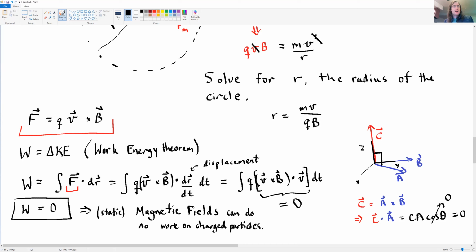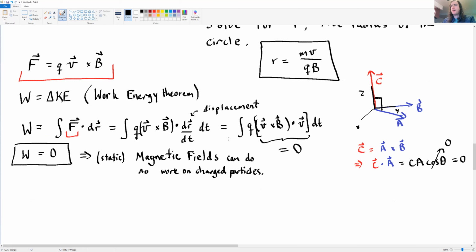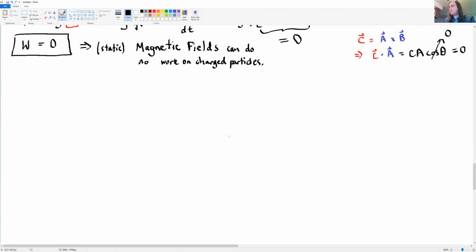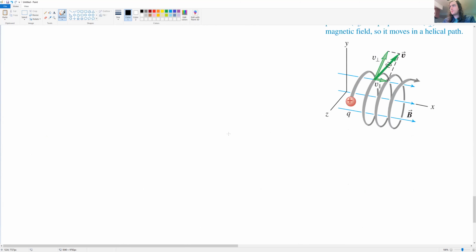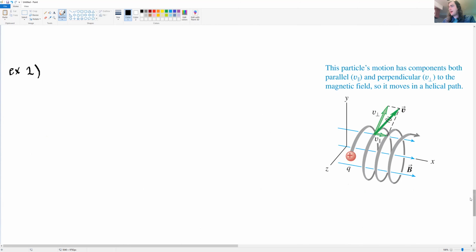So let's go ahead and return to this idea of circular motion for a magnetic field. And we'll get into an example here. Actually, we can talk about that after the example.